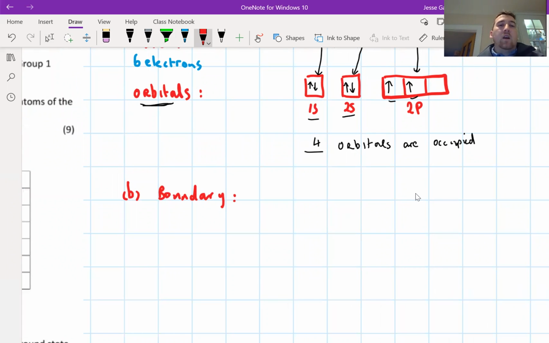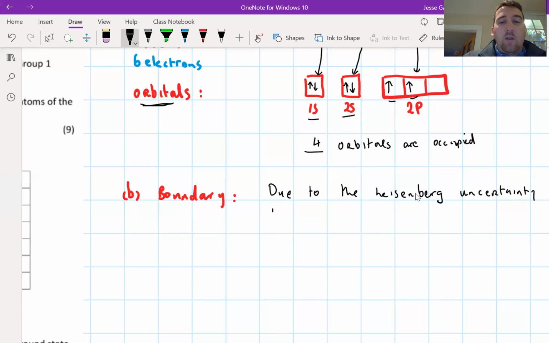Okay, so what they're really looking for here, well, it's got to do with Heisenberg's uncertainty principle, okay, because that doesn't let us know where the edge of the atom is, because we don't know the absolute limit of where the electron can go. Okay, so it's very hard to know with any certainty the position of the electron. So we can't say, oh, it's definitely always inside this boundary. Okay, so it's due to the Heisenberg uncertainty principle. And hopefully you wrote that down. You mentioned the uncertainty principle in your answer.